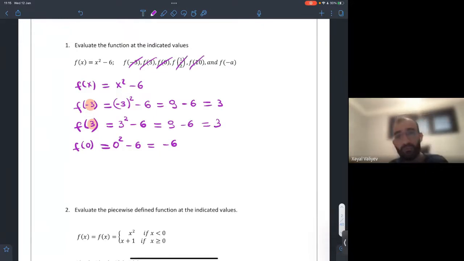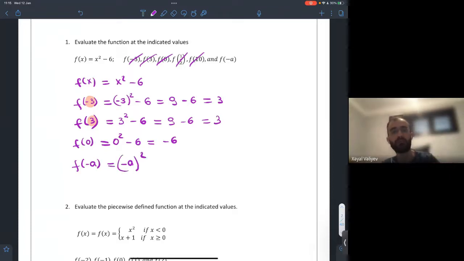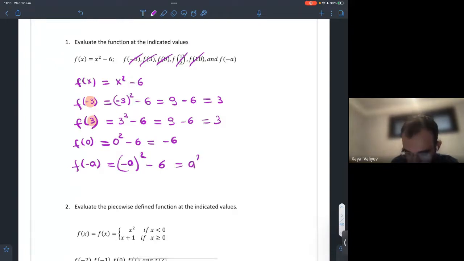I'm not going to do this, but I will do it for the expression f of negative a. Like I did for the numbers, I'll do exactly the same for f of negative a, which is negative a squared. Whenever you substitute a negative number or expression instead of the variable in the function, don't forget to write it in the bracket. Then take away 6, because x squared minus 6. Negative a squared is just a squared, because I'm squaring it, it's going to be positive, and the minus 6. And that is the answer.